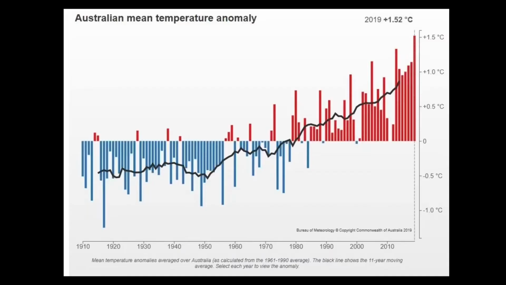Australia has seen some of its highest temperatures on record in recent years. The annual temperature anomalies have been steadily increasing since the 1950s. 2019 was the warmest year on record. This figure shows the annual average temperature anomalies in Australia.